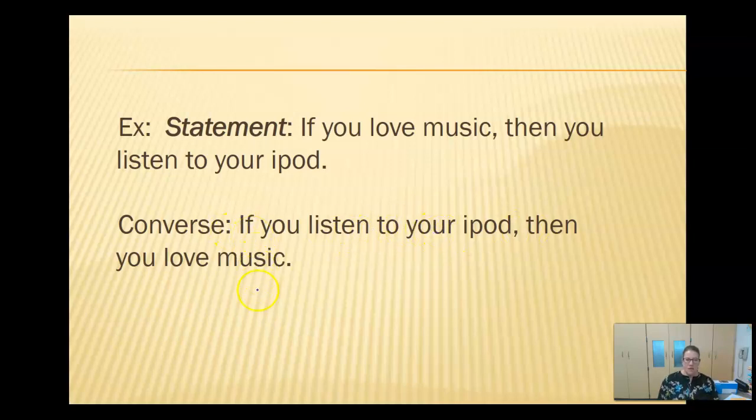Okay? So our goal for this section really is just to understand how a conditional statement works and to be able to write the converse. So to take a statement, write it as a conditional statement using that if-then language, and then find the converse by switching the hypothesis and the conclusion.